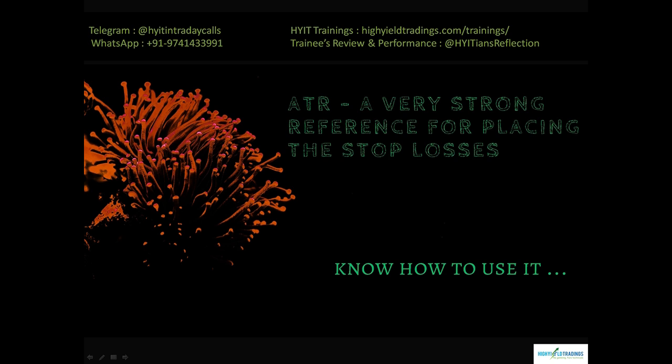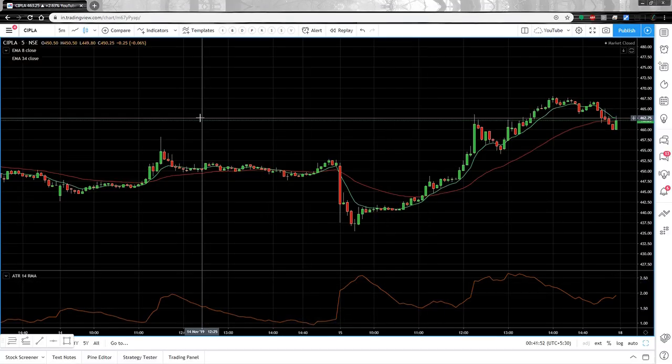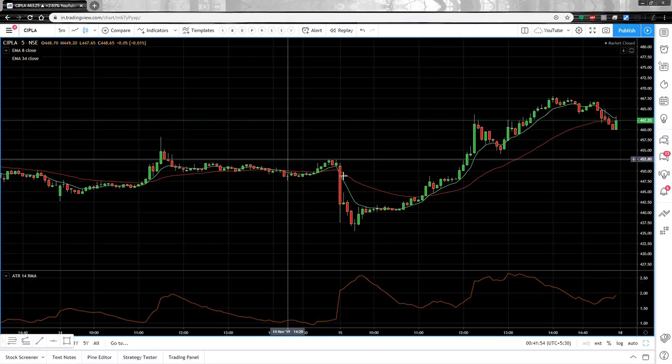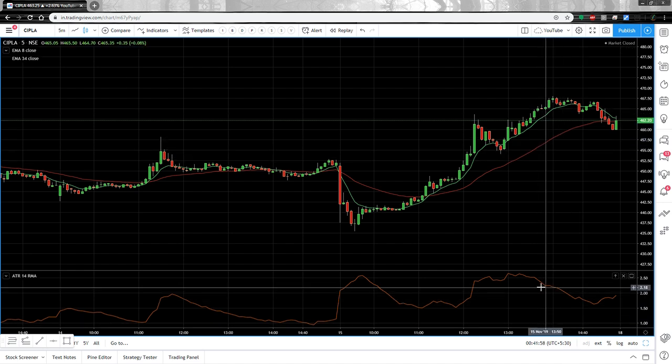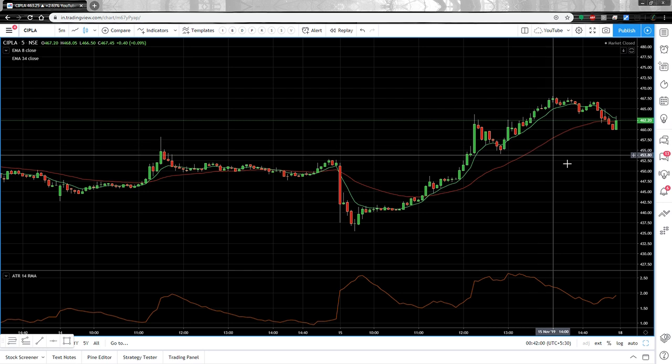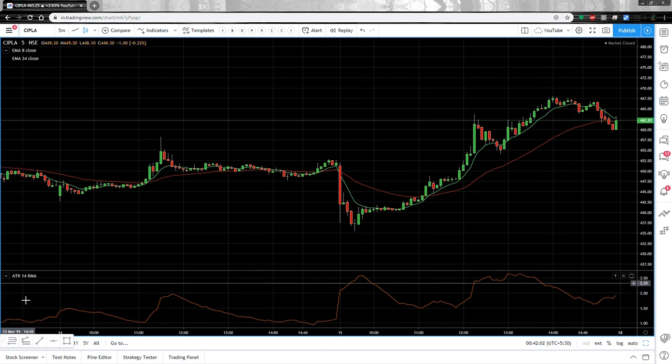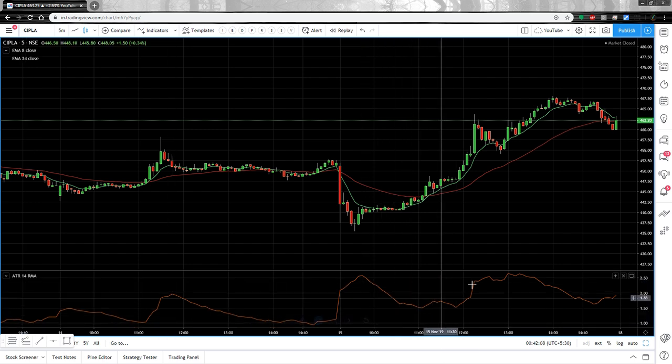This is shown by a line with some reference number on the right hand side of the charts. Once you plot ATR on the chart, this is how it will look. Let me just bring in the chart here. This is Cipla's 5 minutes chart. We have two indicators and one oscillator plotted here. The indicators are EMA 8 and EMA 34, and as you can see here, it is ATR with the value 14.